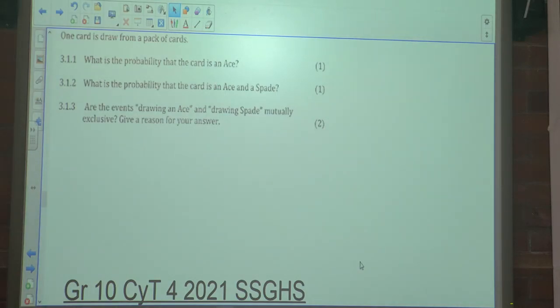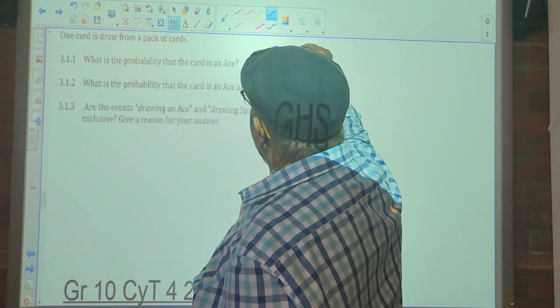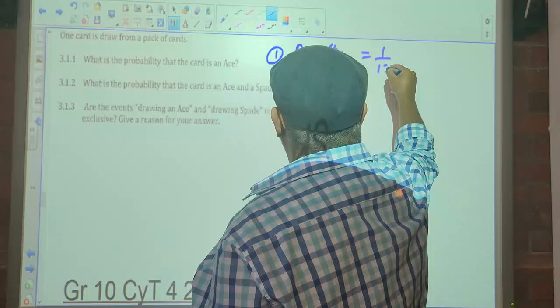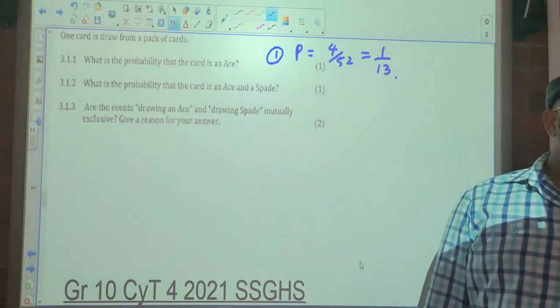Right, people. One card is drawn from a pack of cards. How many cards does a pack of cards have? 52. There are 4 suits, no? Hearts, diamonds, clubs, and spades. What's the probability that the card is an ace? How many aces are there? 4. So it's going to be 4 out of 52, which is 1 out of 13. Right, you all understand? Yes, sir.